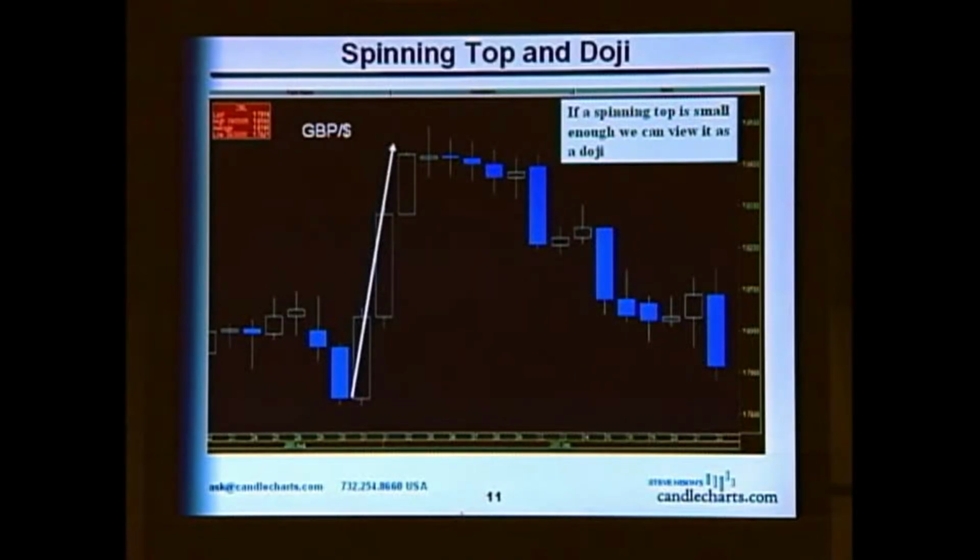Another reason is that the red circled area, although it's not a perfect doji, because the opening and closing aren't exactly the same, especially in the Forex market, I would view it the same as a doji. And we'll look at why that's important in a minute or two.